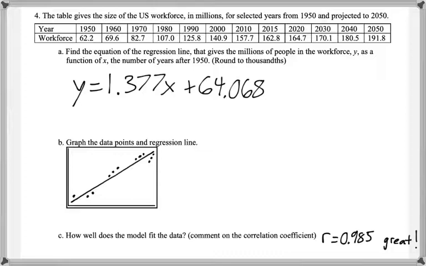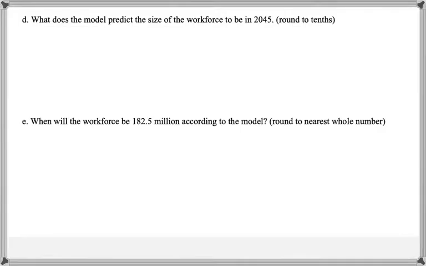On question 4, I've already calculated the linear regression model. So y is equal to 1.377x plus 64.068. And this is what the graph looks like. And my R value is 0.985. So that's really good.